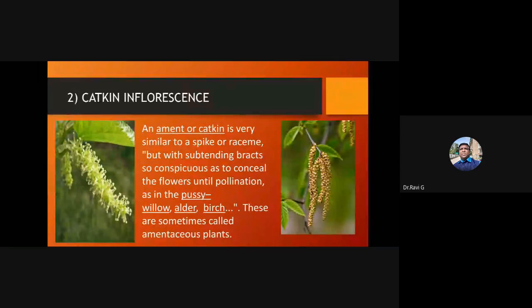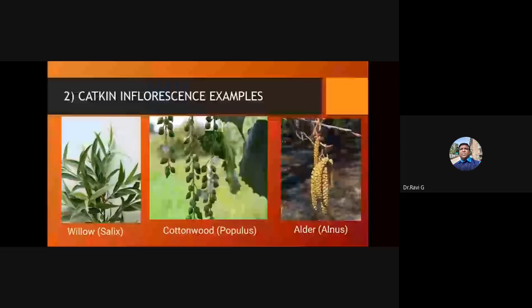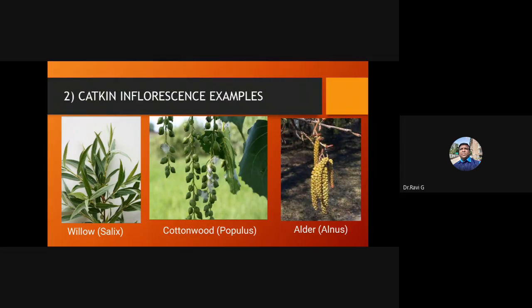The structure of catkin inflorescence is shown below. An ament or catkin is very similar to a spike or raceme, but with subtending bracts so conspicuous as to conceal the flowers until pollination, as in the pussy willow, alder, and birch. These are sometimes called amentaceous plants. Here are a few examples: willow, Salix; cottonwood, Populus; alder, Alnus.